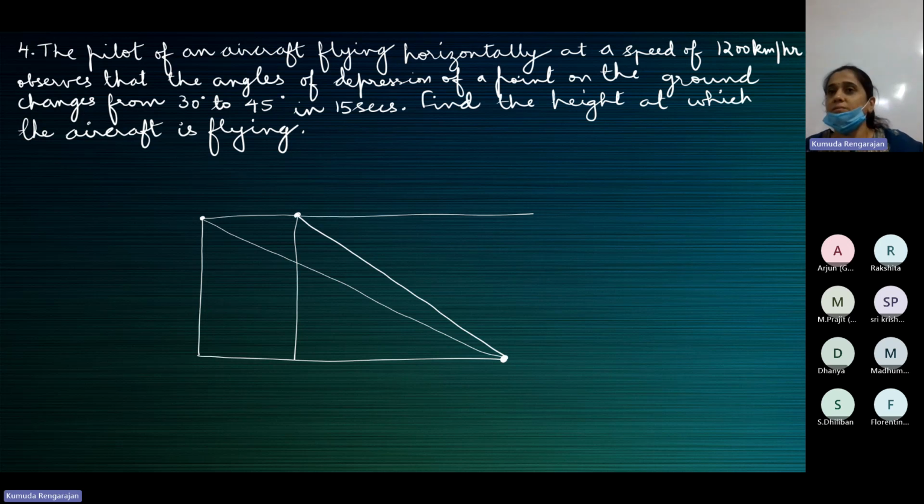This is the other line of sight. Correct? Now the angle of depression changes from 30 to 45. So here also, that means he's coming closer to the object. He's coming closer to the object.